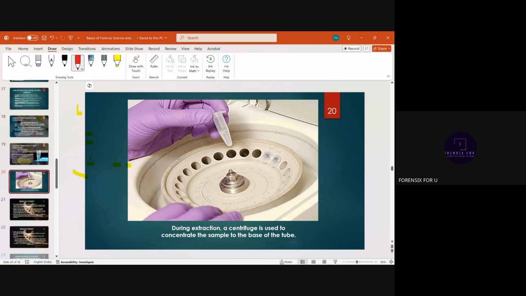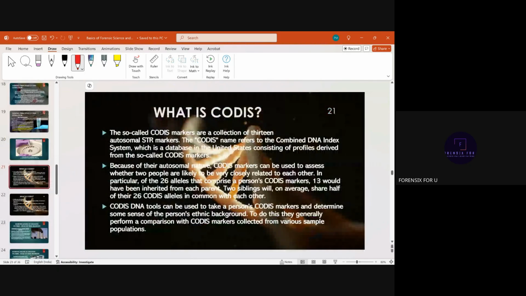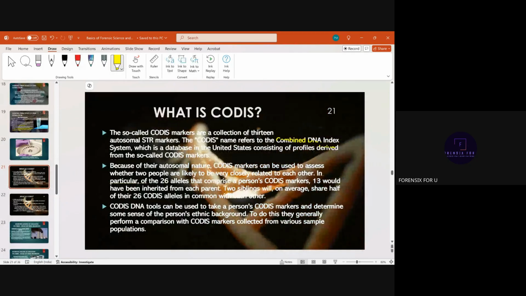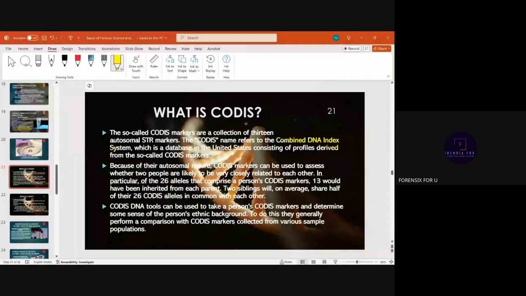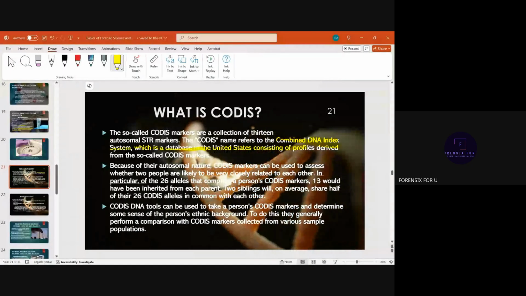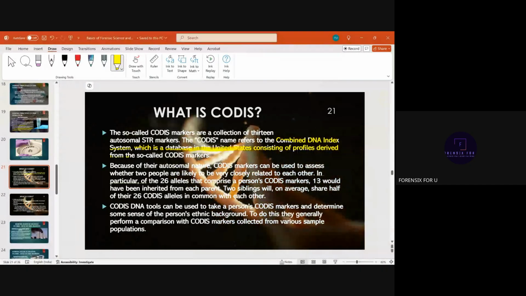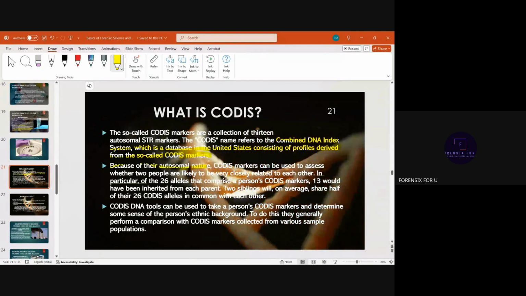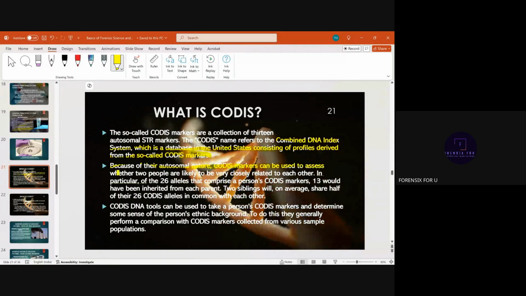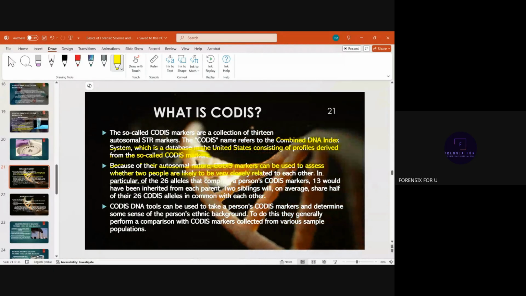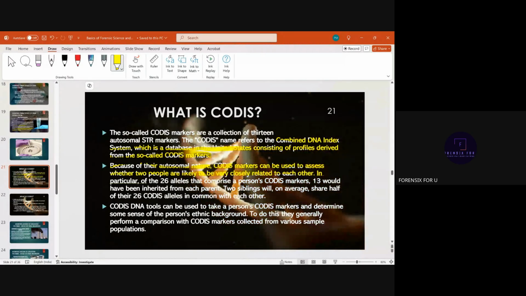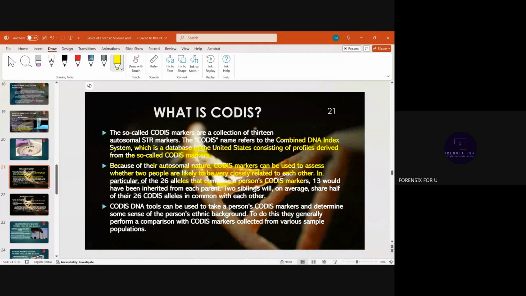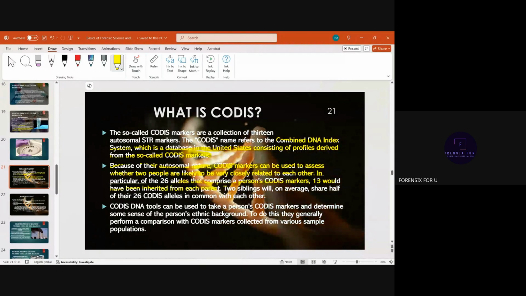Right? So what is CODIS, as I told you? So the CODIS refers to Combined DNA Index System, which is a database in the United States consisting of profiles derived from the so-called CODIS markers. Because of their autosomal nature, CODIS markers can be used to assess whether two people are likely to be very closely related to each other or not. In particular, of these 26 alleles that comprise a person's CODIS, 13 would have been inherited from each parent.